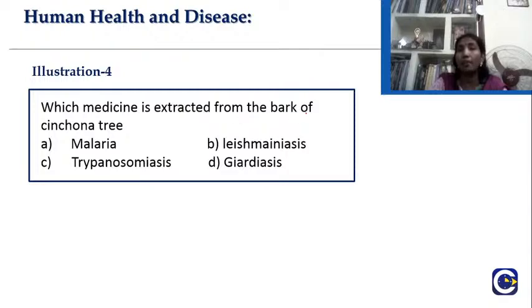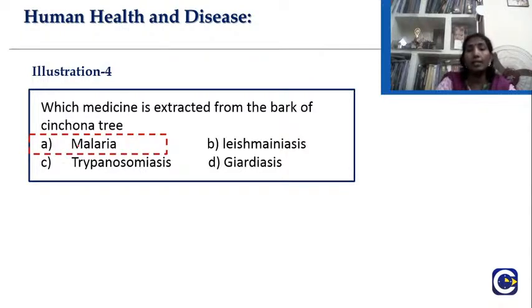Then we have this question. Which medicine is extracted from the bark of the cinchona tree? Malaria, leishmaniasis, trypanosomiasis, giardiasis. Waiting for your answers. Yes, excellent students, the answer is malaria.